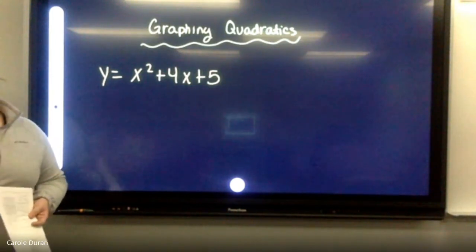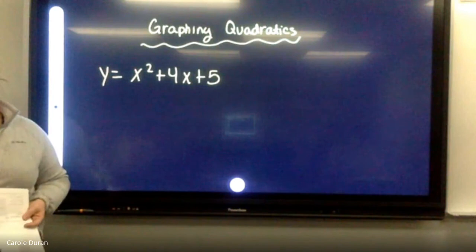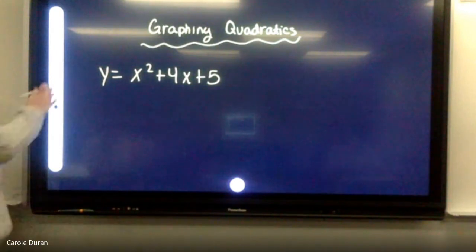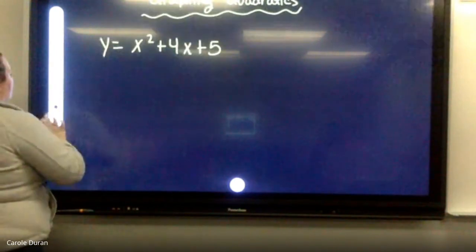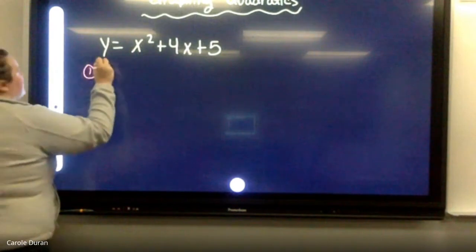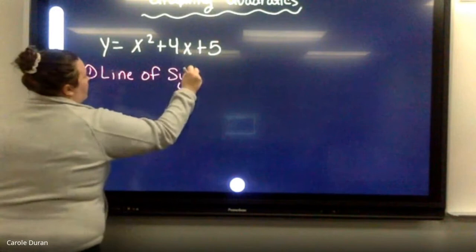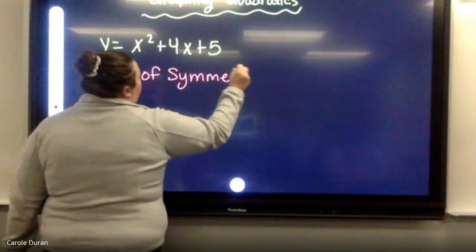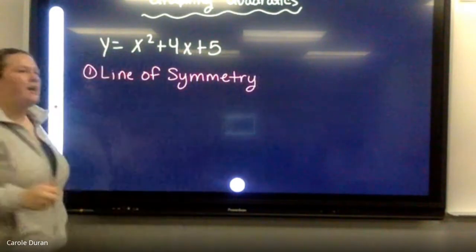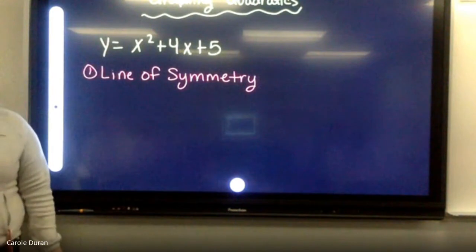When we want to graph a quadratic, the first thing we need to find is our line of symmetry. This can also be called the axis of symmetry. This is the line on the graph that if I were to fold my graph in half across this line, the left and the right side would match perfectly.